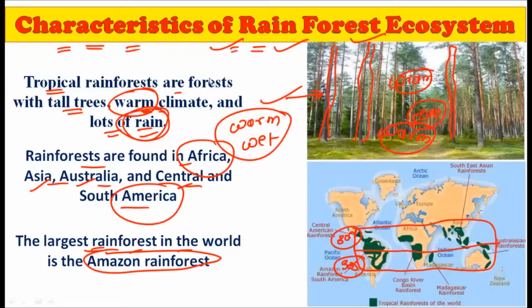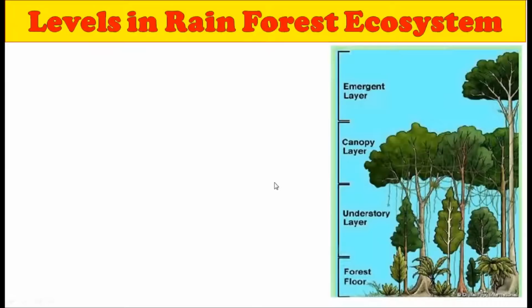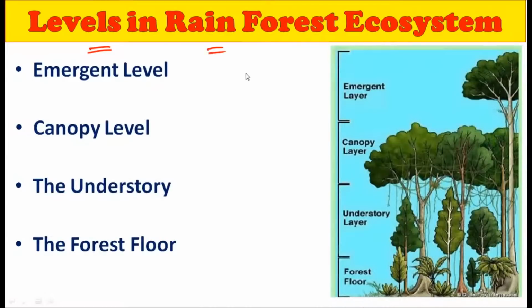So in the characteristics of the rainforest, we have seen that tropical rainforests have a warm and wet climate. They are found around the equator, 30 degrees north and 30 degrees south, and the Amazon rainforest is the largest forest in this world. Now there are certain levels in this rainforest. As you can observe in this picture, first we have the forest floor, then the understory layer, then the canopy layer, and after this the emergent layer.